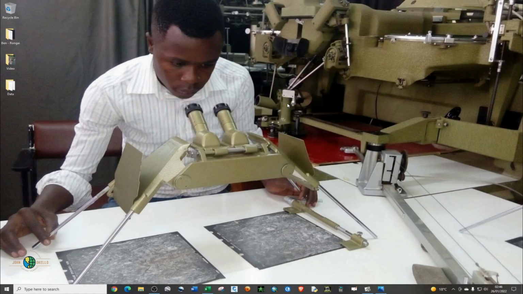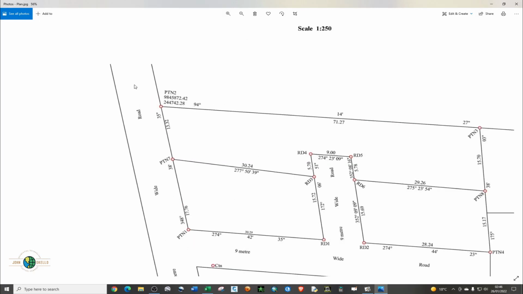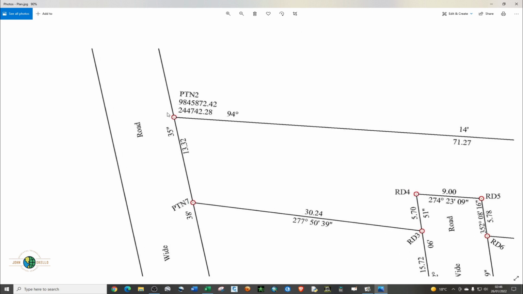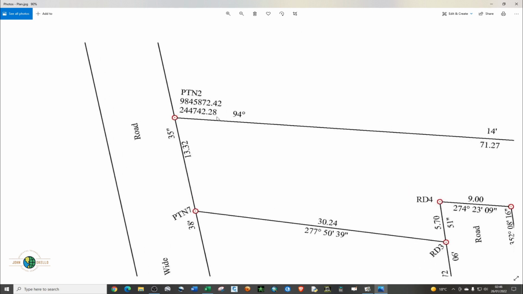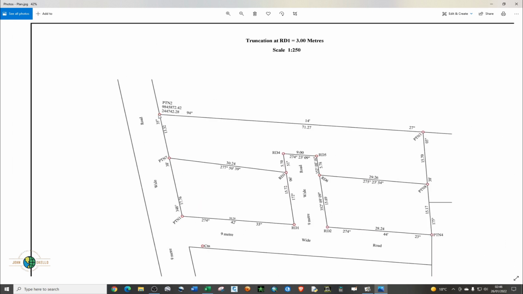Hello everyone, in this tutorial I'll be teaching you how to use the known coordinates to compute the unknown coordinates in Excel. So I'm just going to open a plan and show you. This is a plan with one point with known coordinates, that's PTN2. I'm just going to move around.